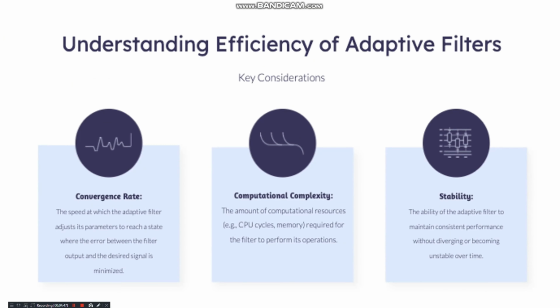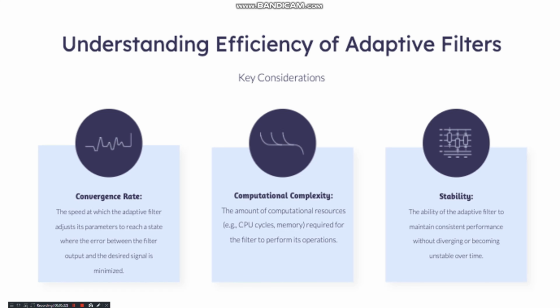If we talk about the understanding of efficiency of adaptive filters, we first talk about convergence rate. Convergence rate is basically the speed at which the adaptive filter adjusts its parameters to reach a state where the error between the filter output and the desired signal is minimized. And if we talk about its impact on efficiency, we can say that faster convergence means that the filter quickly adapts to changing conditions, leading to more effective filtering in dynamic environments.